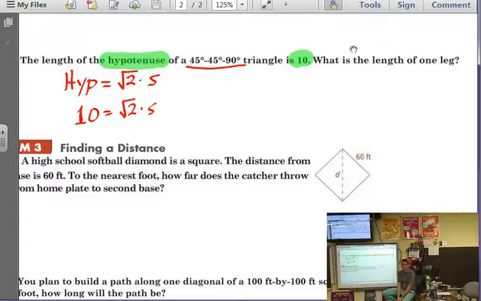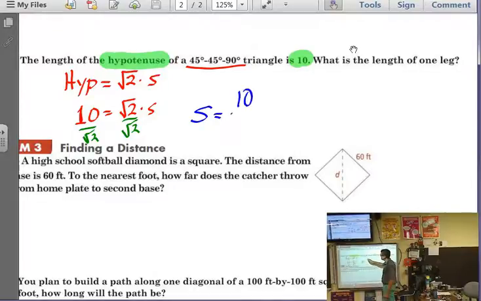Hopefully we don't have any questions how I got to here, but I totally agree, Emma. We divide both sides by radical 2, but I can't divide by a radical in the denominator, so I get s equals 10 over radical 2, and I have to do something. What do I have to do? You multiply by radical 2. Multiply by radical 2 over radical 2.